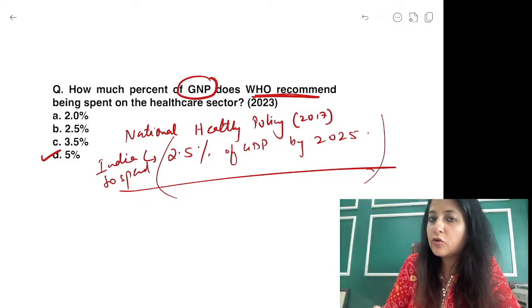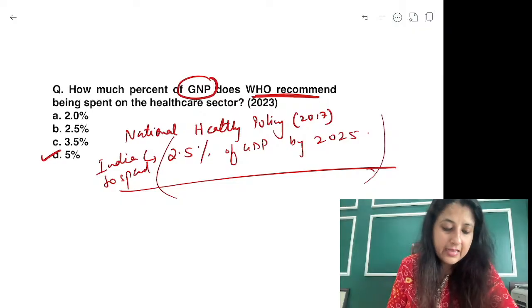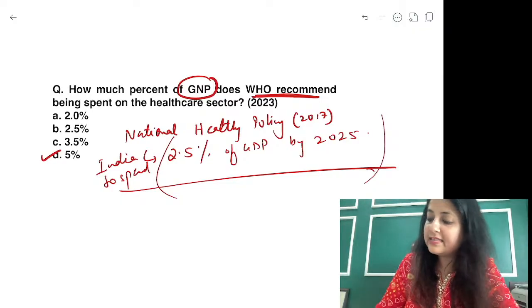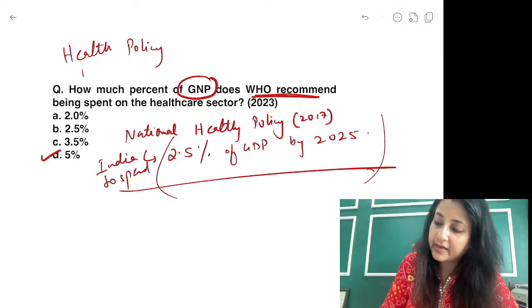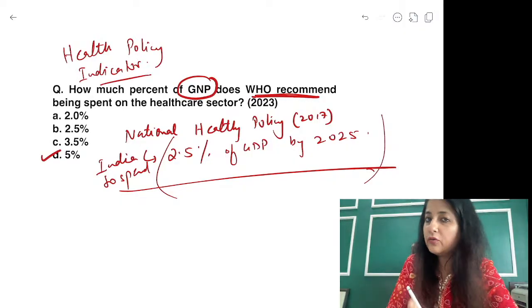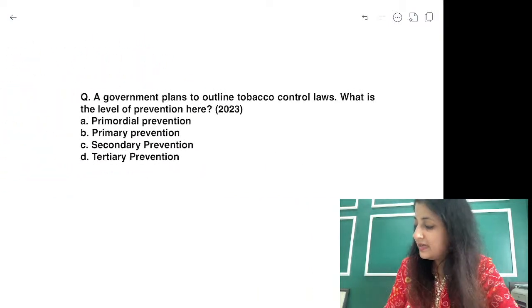But if WHO is asked, WHO says we should spend 5% of GNP on health. Clear? These are health policy indicators. We are discussing indicators also today. So here we are talking about health policy indicators. So read the question very carefully. Is WHO asking or is India asking? Let's go to the next one.